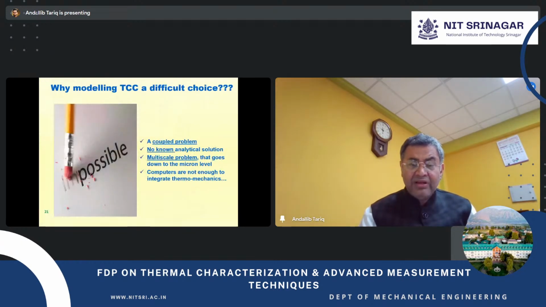Now, as I said, why is it a difficult problem? Because there is no known analytical solution to it. It is a multi-scale problem, which means sometimes we have to model it using AFM or something like that at the microscopic level, and sometimes we have to deal with the gross body at the macroscopic level. And existing computers might not be enough in many cases, when we are dealing with large objects, say nuclear reactors or turbine blades, where the scale of the actual geometry is very high.